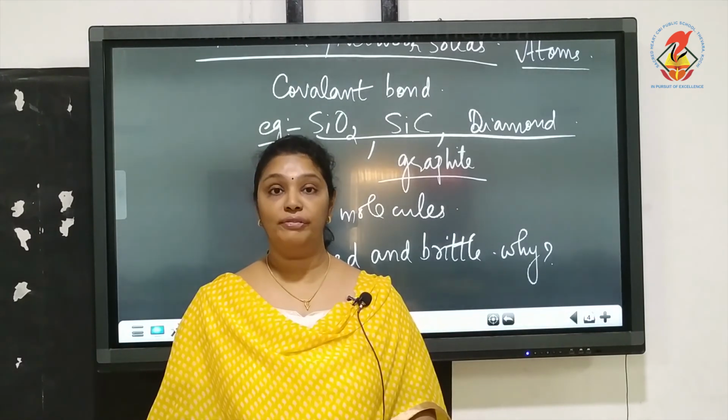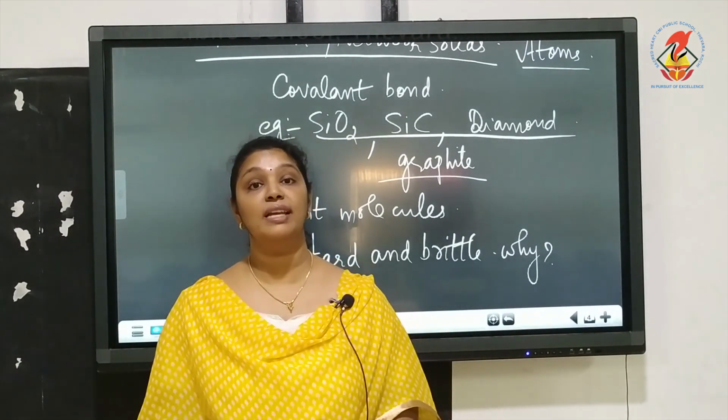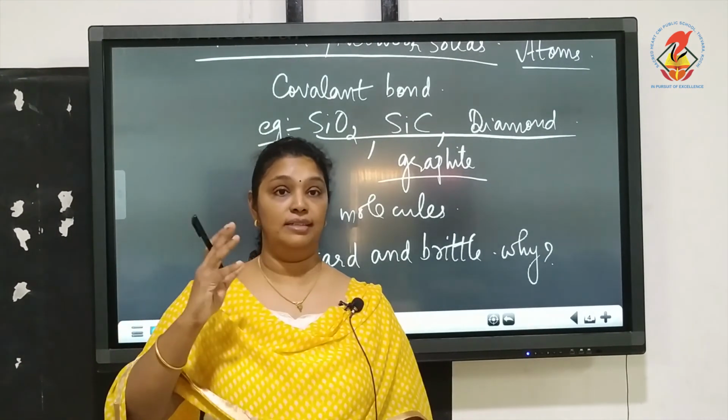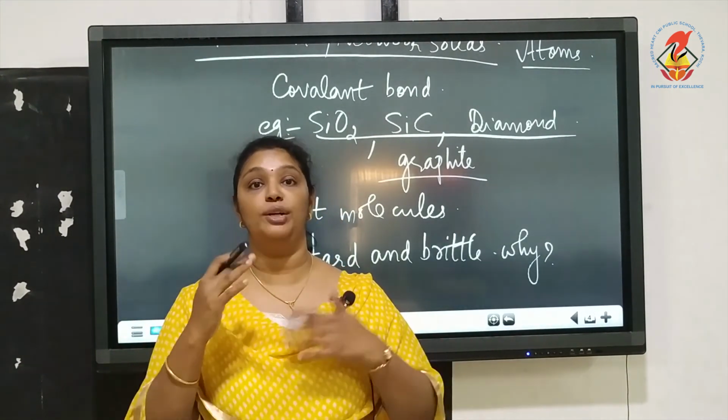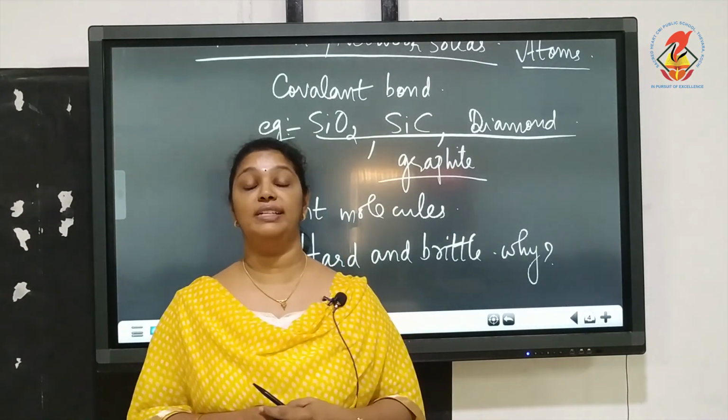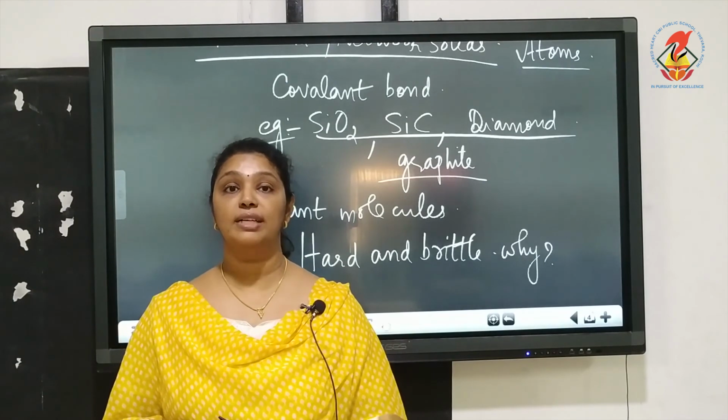Also you know that graphite is soft and can be used as a solid lubricant, because the different layers present in graphite can slide over one another due to the presence of this free electron. So graphite is soft and can act as a good lubricant.